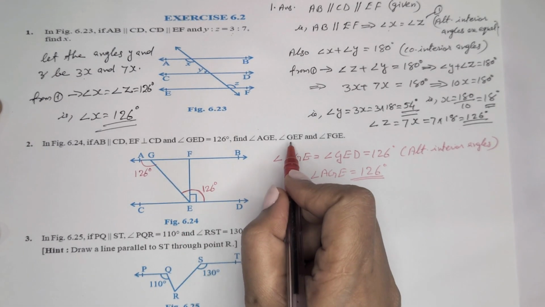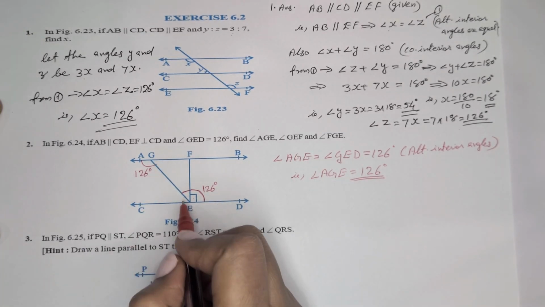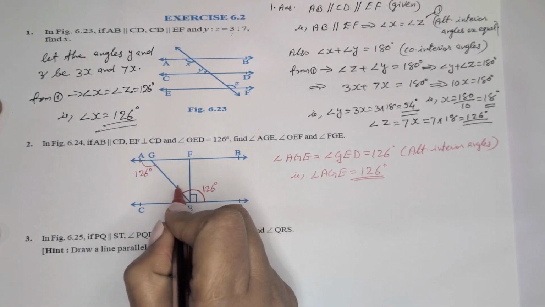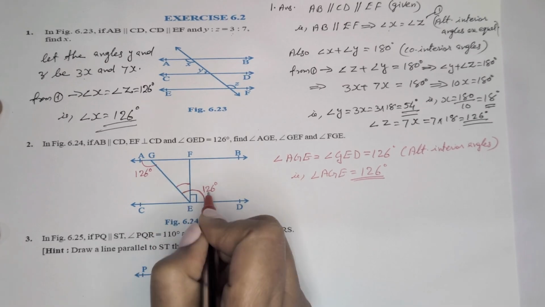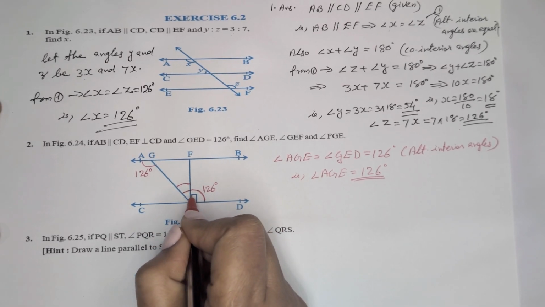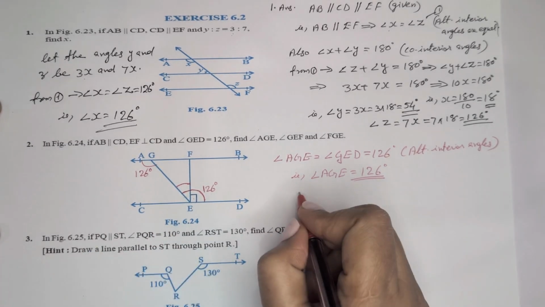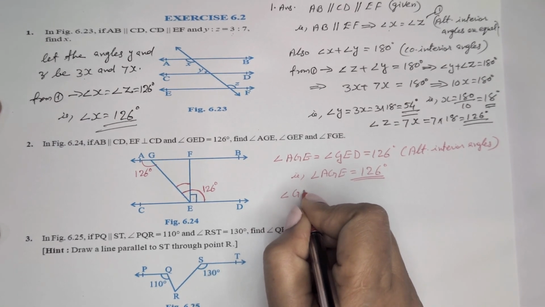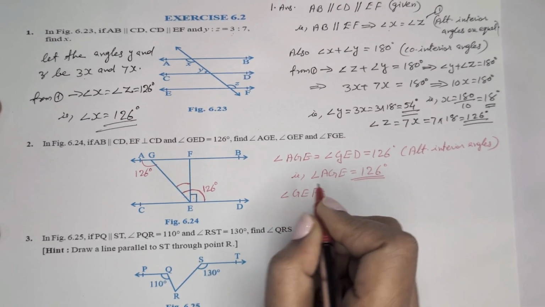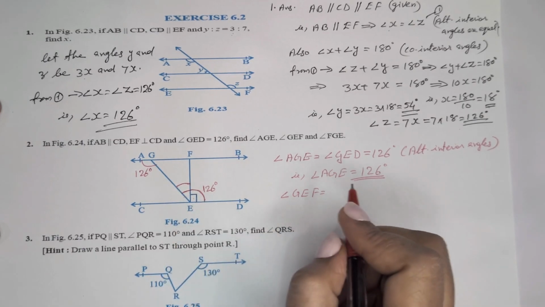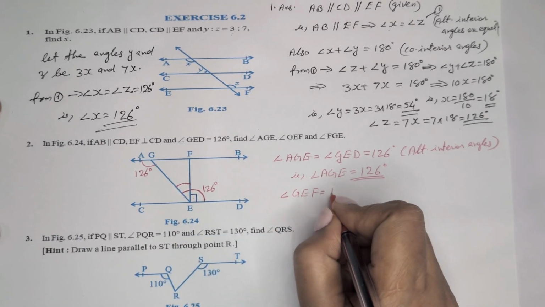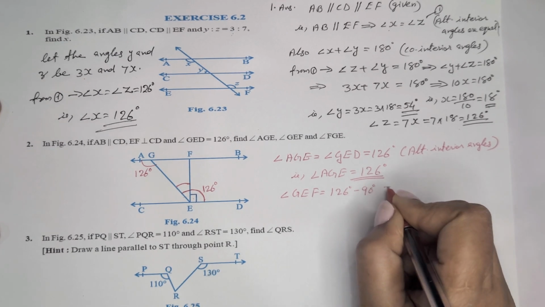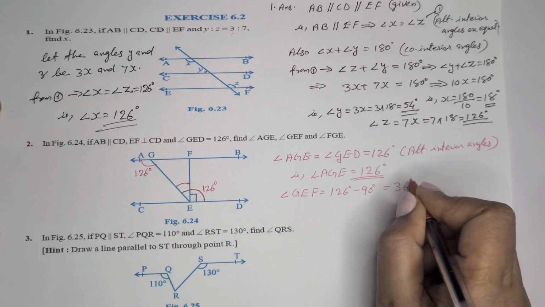Then we have to find GEF. GEF, that means this all together is 126. This alone, that means 126 minus 90. This angle is 90 degrees. So second one, angle GEF is equal to total, it is 126 degrees minus 90, which is equal to 36 degrees.